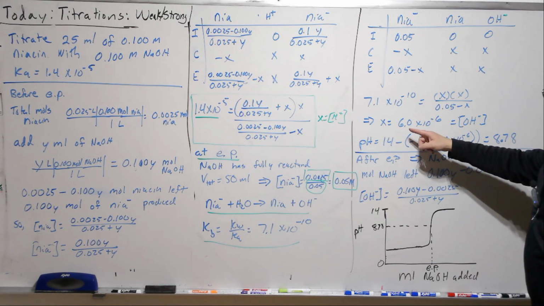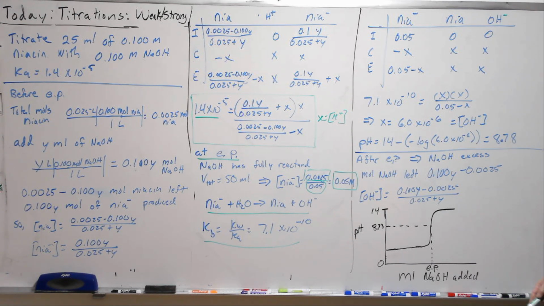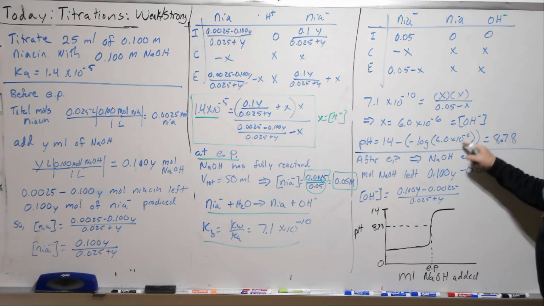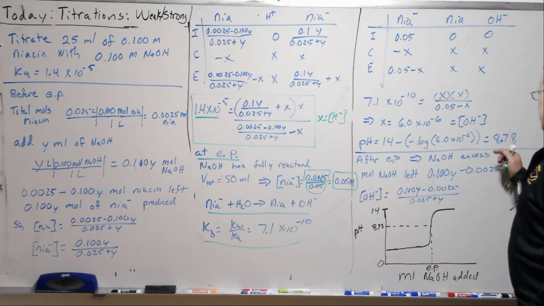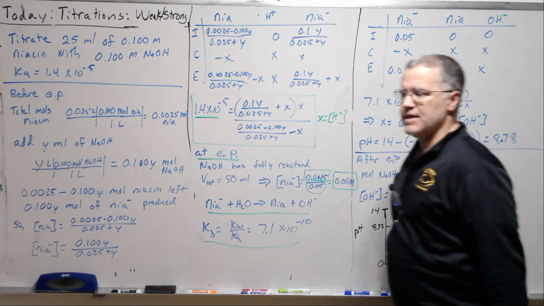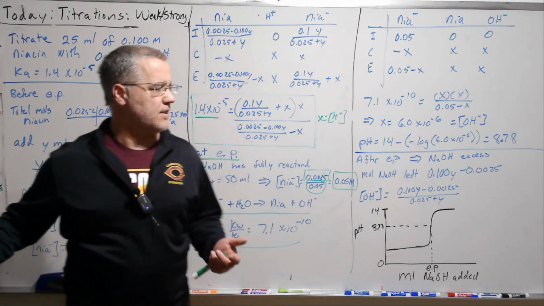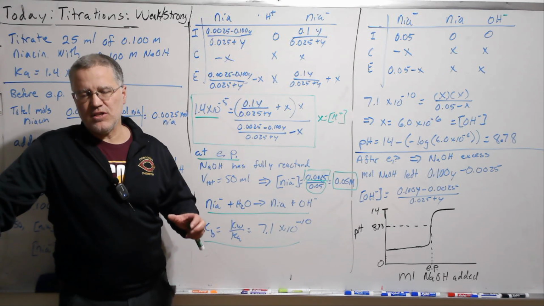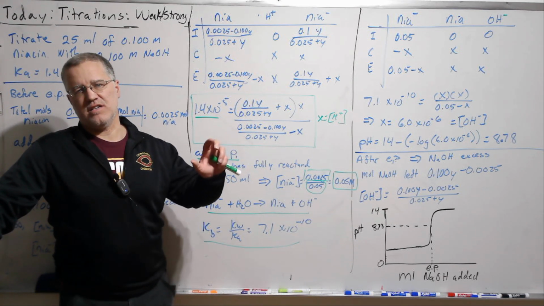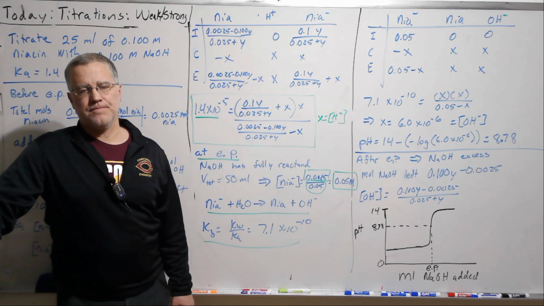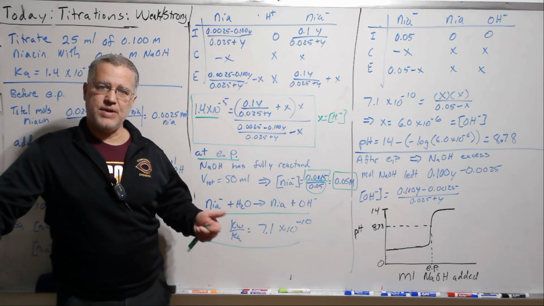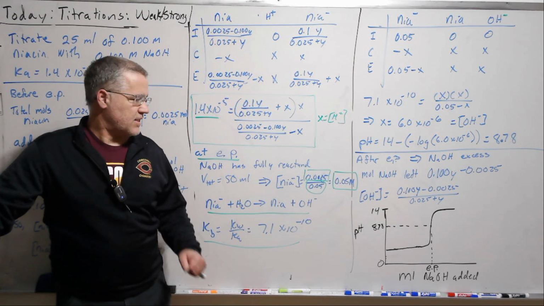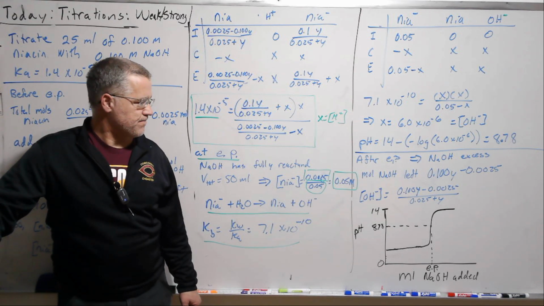And we get, in this case, 6 times 10 to the minus 6. And if we take the 14 minus the log of that, because this will be the pOH, then we get 8.78. And as we might expect, we're adding a strong base to a weak acid, so the equivalence point is going to be shifted from 7 towards the basic end. If this was flipped around and we were titrating a weak base with a strong acid, we would expect the equivalence point to be at a slightly more acidic pH.